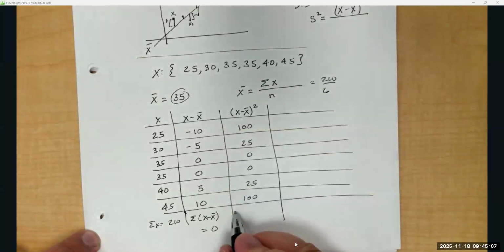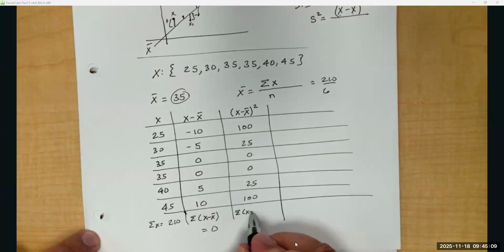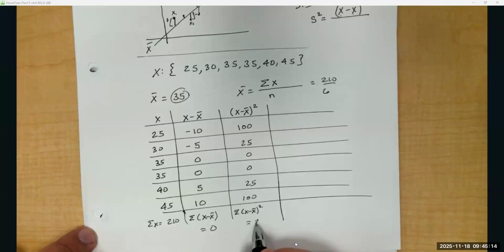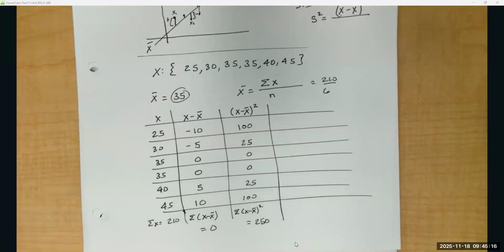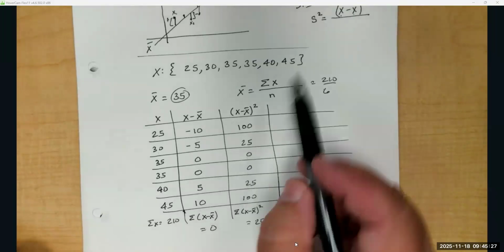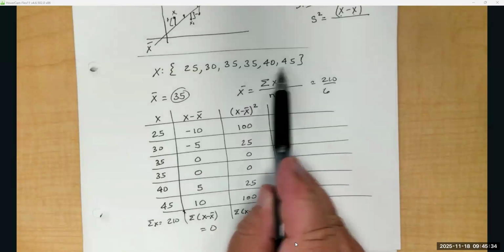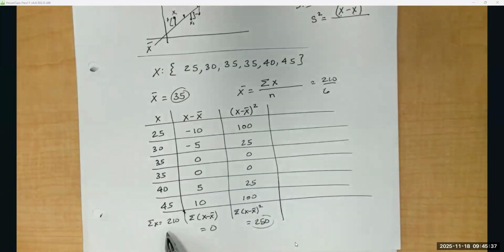Now, if we add up all those, $250. So far, so easy. But that still doesn't tell us anything about our data set. Why? Because this is a very large number. It's bigger than all of our data set together. So what do we have to do next?